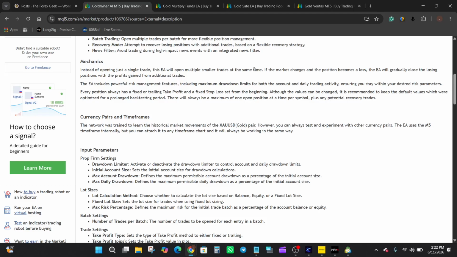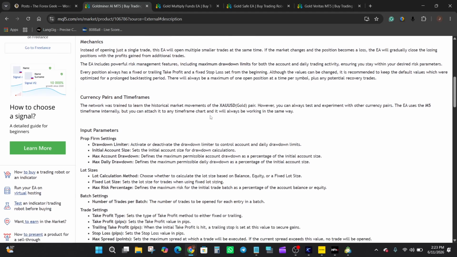There is also an integral news filter available, allowing traders to avoid entering positions around scheduled economic events. The filter can be customized based on event impact levels as well as the number of minutes before and after major news releases.